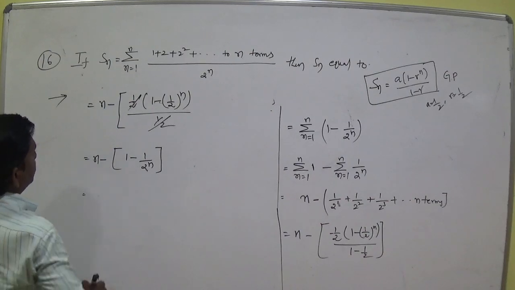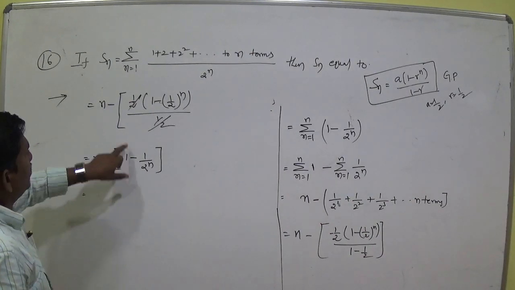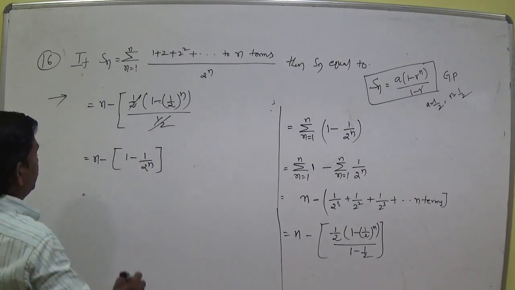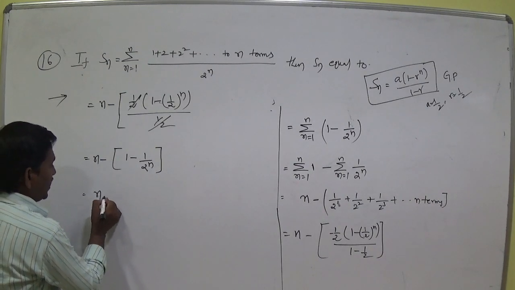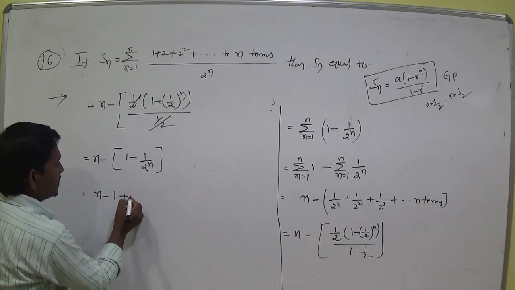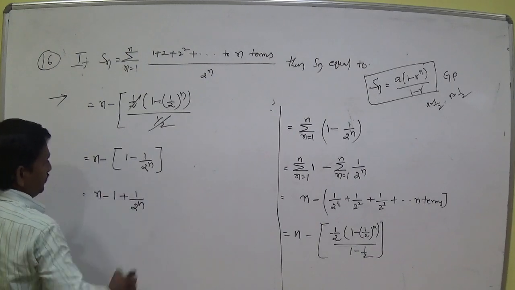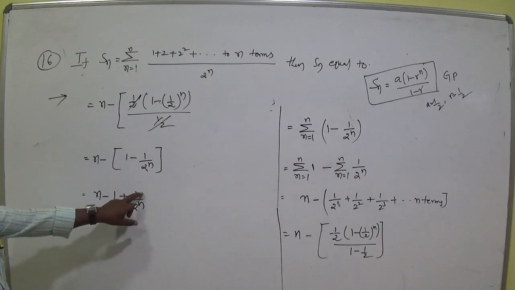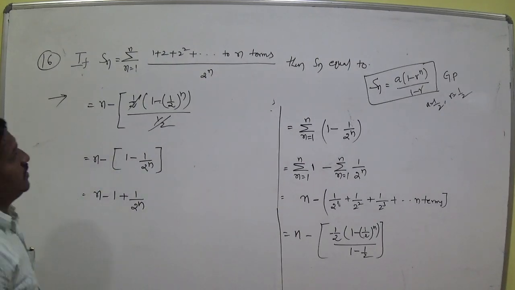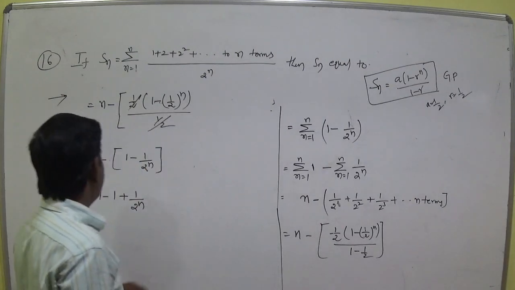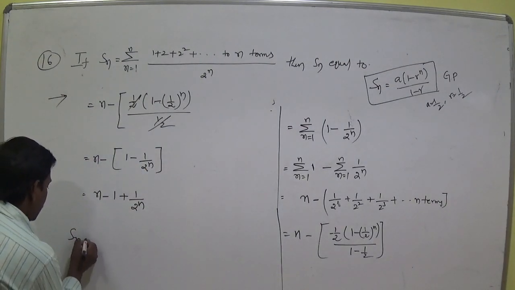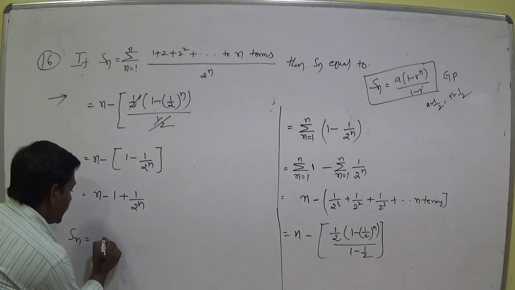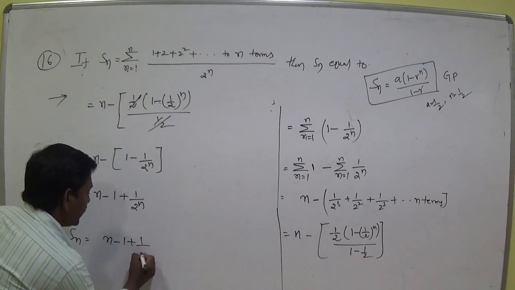n minus 1 by 2 and 1 by 2 both are cancelled. 1 minus 1 by 2 power n. So 1 minus of minus 1 plus 1 by 2 power n. Minus into plus is minus, minus into minus is plus, 1 by 2 power n. So Sn equals to, what is the answer? Sn equals n minus 1 plus 1 by 2 power n.